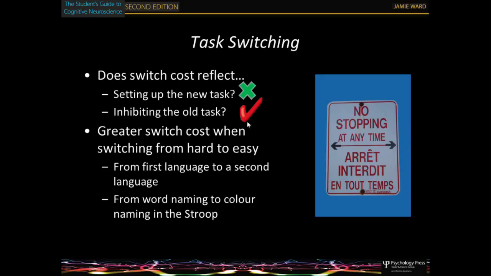Check that I've got these the right way around. It's definitely this here. So what you find is that getting rid of a more difficult task and going to an easy one is harder because you're having to suppress a difficult task. Have I got that the right way around? I will have a think about this. There's something fishy about these slides. The answer is definitely inhibiting the old task.